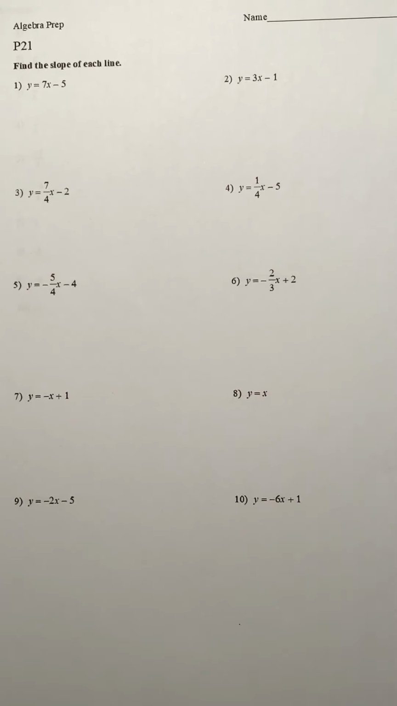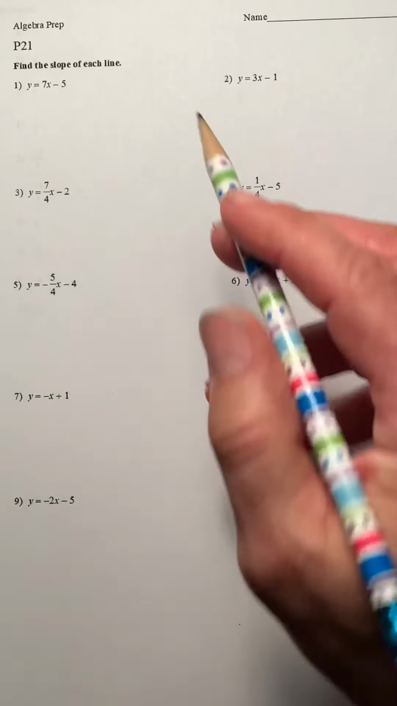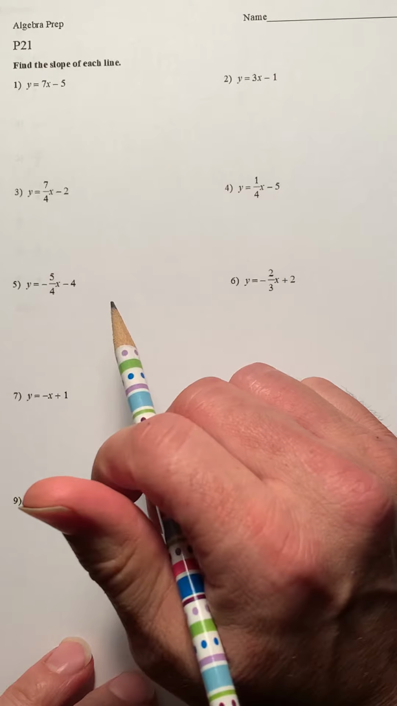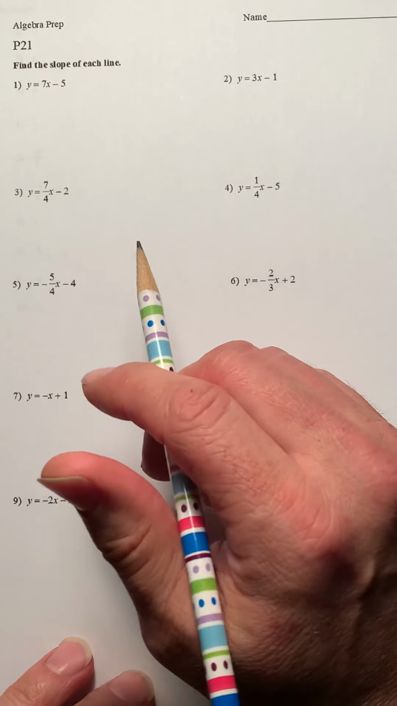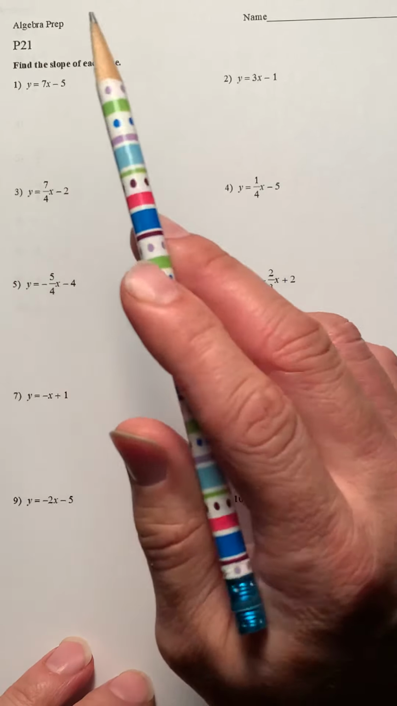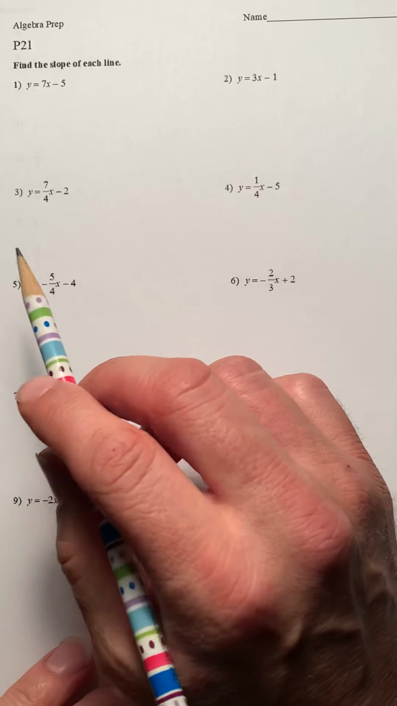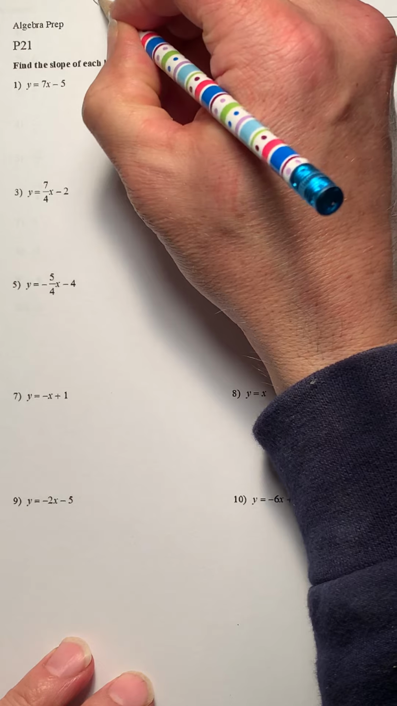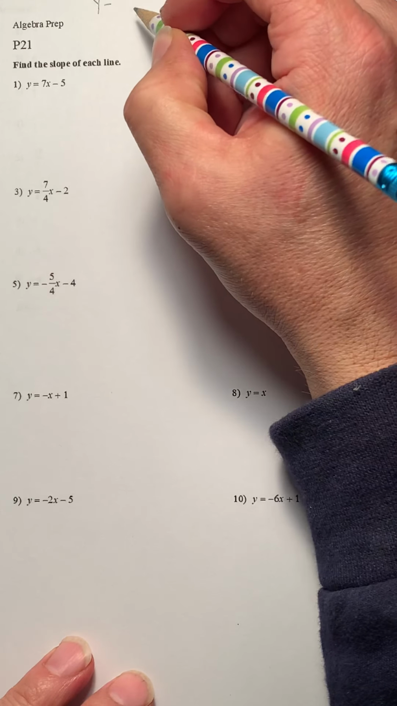Now we are looking at trying to find the slope of the line from an equation. All right, so the last few sections we've been looking at actually finding the slope. Now what we want to do is just be able to identify what the slope is when we look at an equation.